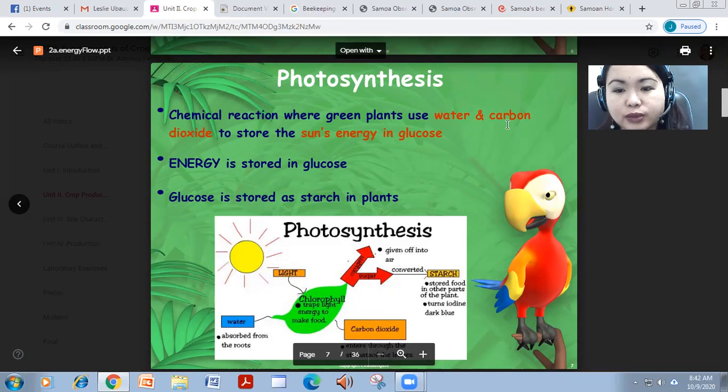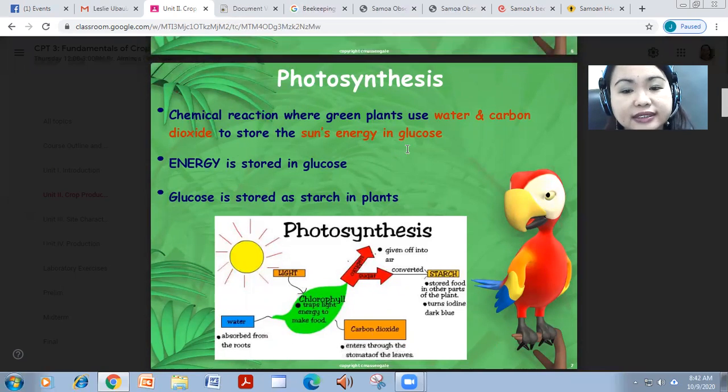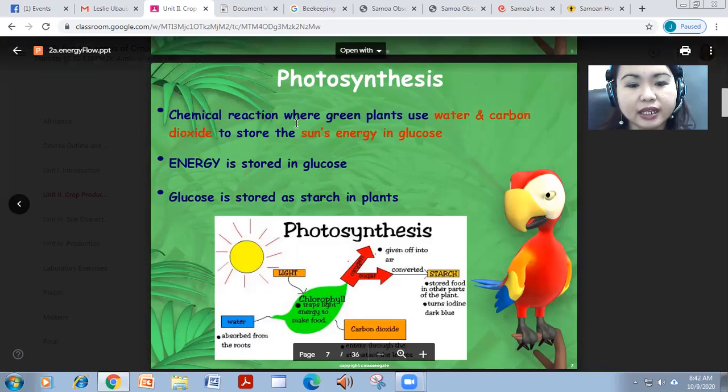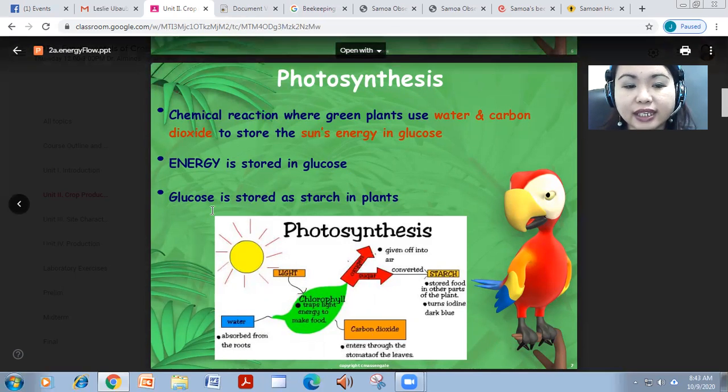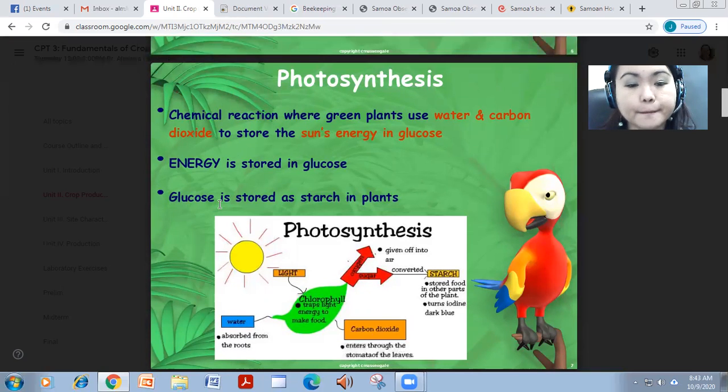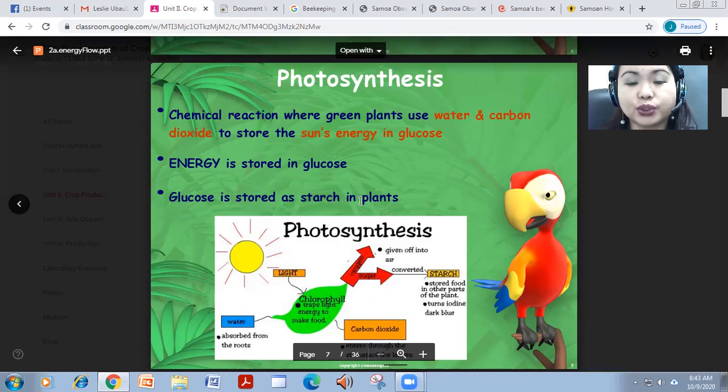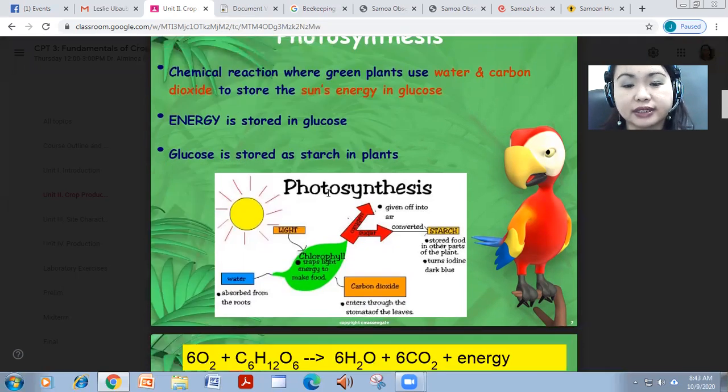And we say they use water and carbon dioxide to store the sun's energy and to produce glucose. And we animals and humans all eat glucose. We find glucose in almost all the food that we eat. Energy is stored in glucose, and glucose is stored as starch in plants. So glucose is just a simple carbohydrate that is stored in starch, which is a complex carbohydrate.